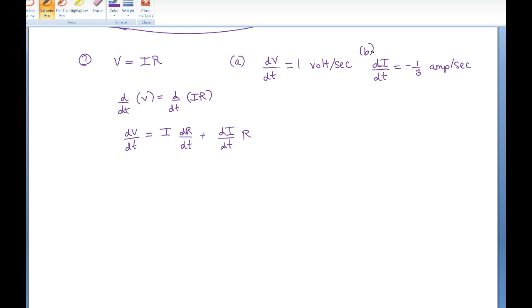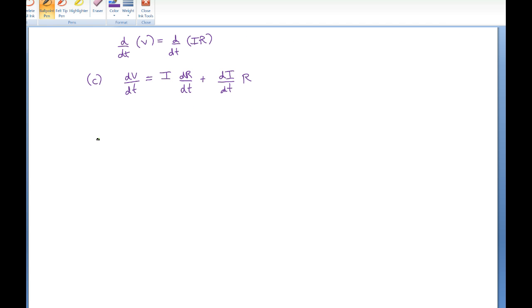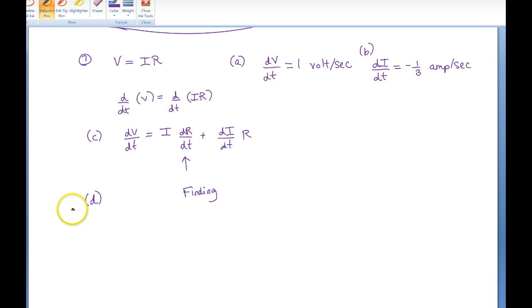So then for C, write the equation that relates dV/dt, dR/dt and dI/dt. On that, we already did. That's what this is. So find the rate at which R is changing. So that's dR/dt, when V equals 12 and I equals 2. So those are the constants. So just plug them into part C. For part D, that's what we're finding. So now we plug in everything that we know into C.